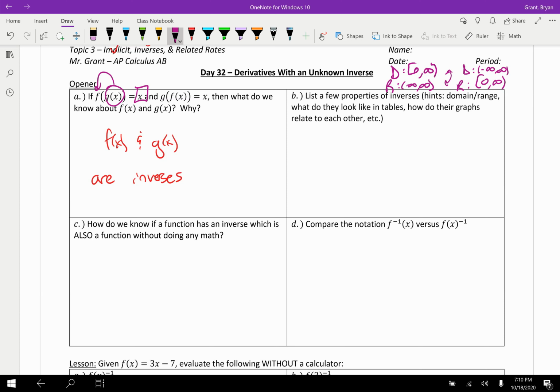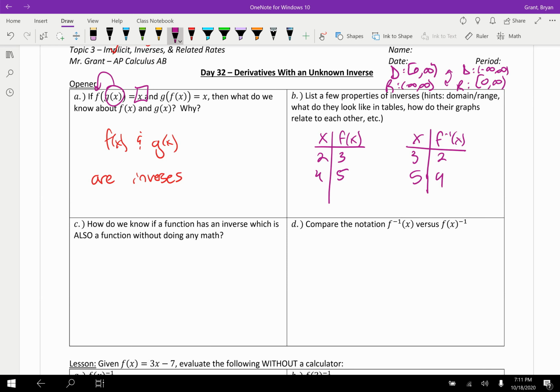What else? Well, in tables, and this is actually fairly important, if you have one function, x comma f of x, and you had something like 2 comma 3 and 4 comma 5, and then you wanted to look at a table of the inverse, x comma inverse of x, that stupid -1 notation, well, it's going to be the exact same table except you switch the x's and y's.